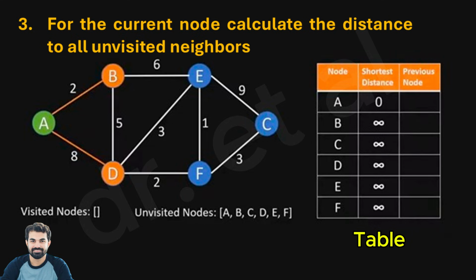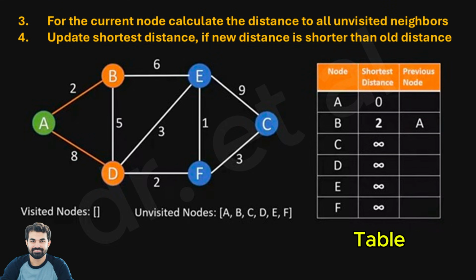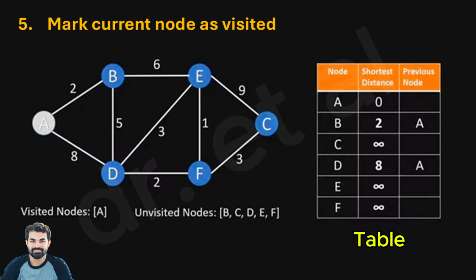Currently, both B and D are unvisited, and their initial distances are set to infinity. We update the distance from A to B to 2 and record A as the previous node in the table. The same process applies to node D. We update its shortest distance to 8 and set A as its previous node. With that, this iteration is complete. We mark A as visited, and move it from the unvisited nodes list to the visited nodes list. The final step is to select a new node as the current node to continue exploring the graph.